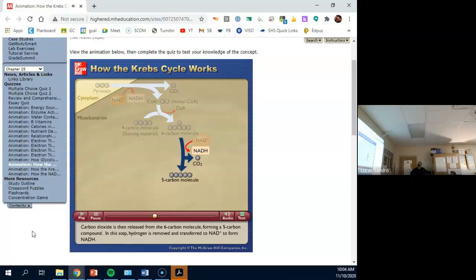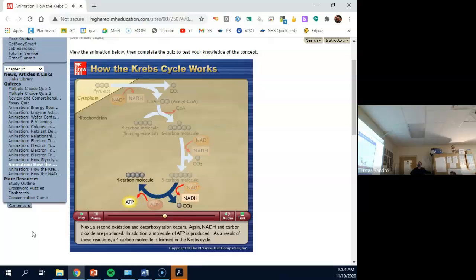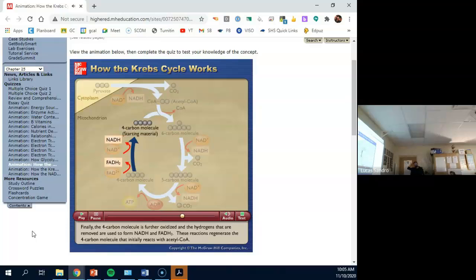In this step, hydrogen is removed and transferred to NAD+ to form NADH. Next, a second oxidation and decarboxylation occurs. Again, NADH and carbon dioxide are produced. In addition, a molecule of ATP is produced. As a result of these reactions, a 4-carbon molecule is formed in the Krebs cycle. Finally, the 4-carbon molecule is further oxidized, and the hydrogens removed are used to form NADH and FADH2. These reactions regenerate the 4-carbon molecule, which initially reacts with acetyl CoA.